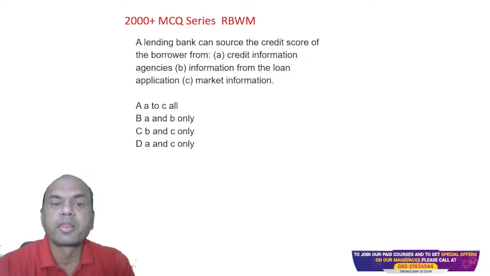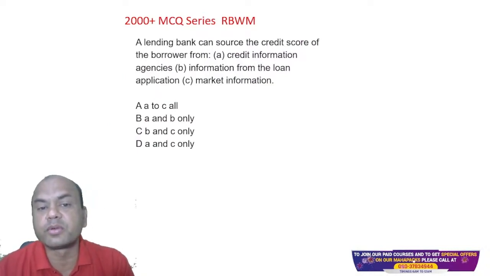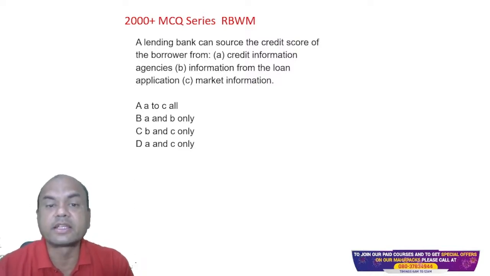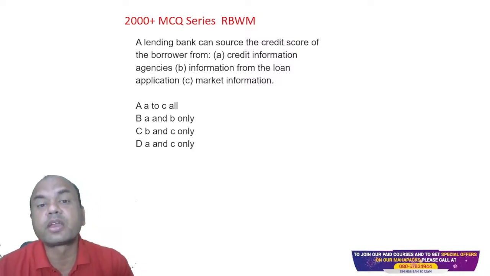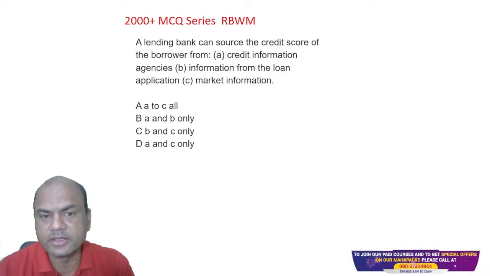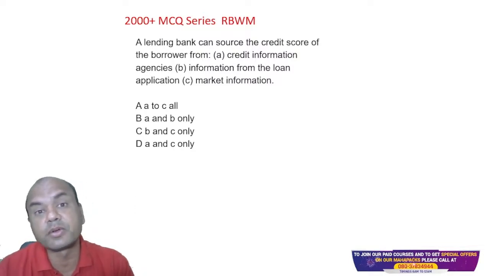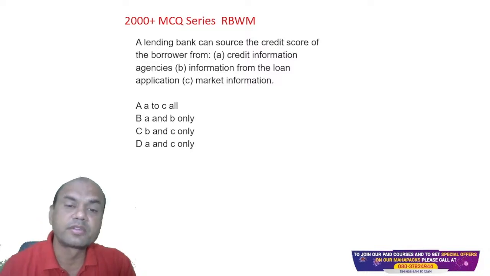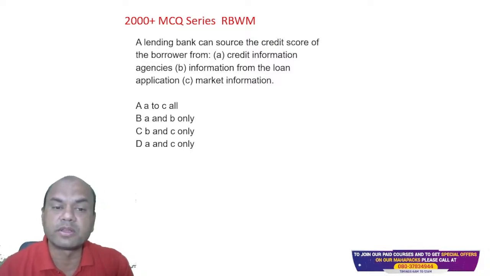A lending bank can source the credit score of the borrower from, number one, credit information agencies, information from the loan application, and next is market information. Lending bank means the bank which is giving the loan. Suppose you are giving the loan to somebody. From where can you get the credit information about the borrower? One is CIC. Second is the loan application, the form which the customer fills has many details. Market information means information about that borrower from other persons. A to C all, A and B only, B and C only, or A and C only. So what is the right answer?